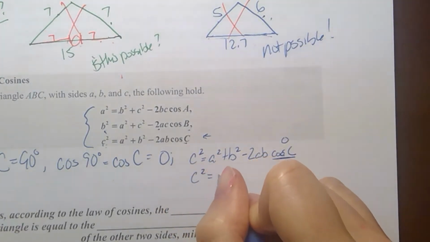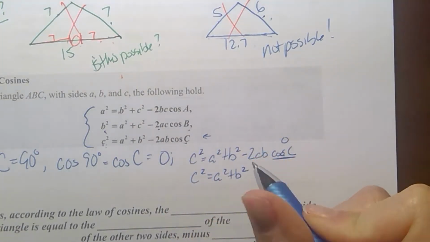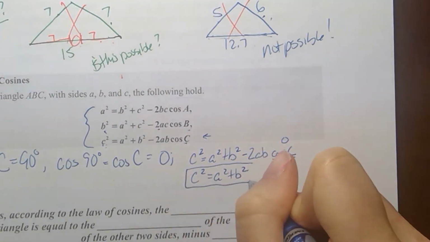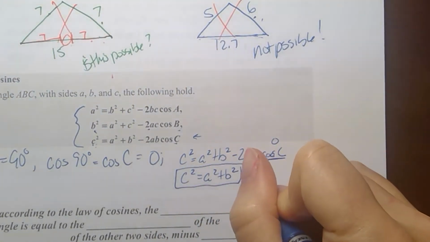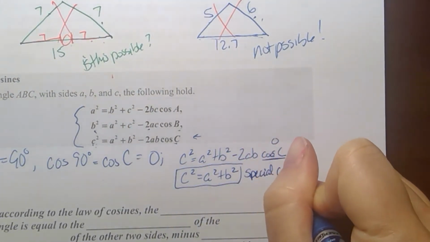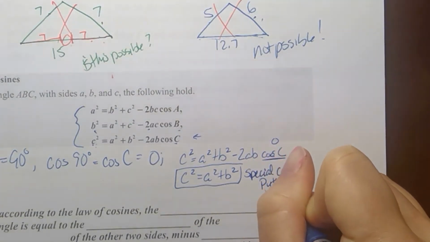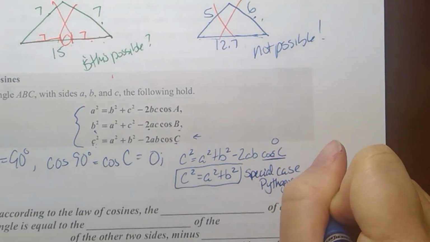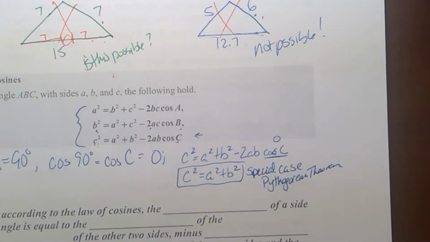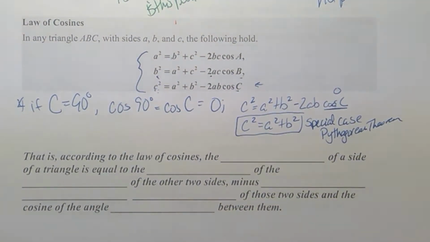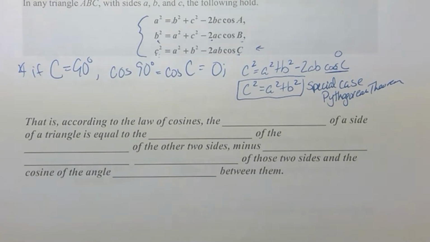So I've got c squared equals a squared plus b squared, and hopefully you identify that as the Pythagorean theorem. The Pythagorean theorem is really just a special case of our law of cosines. So you've been doing the law of cosines and you didn't know it. Every time you did the Pythagorean theorem, it's just for that right angle.